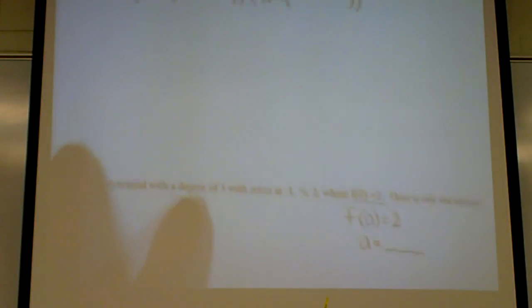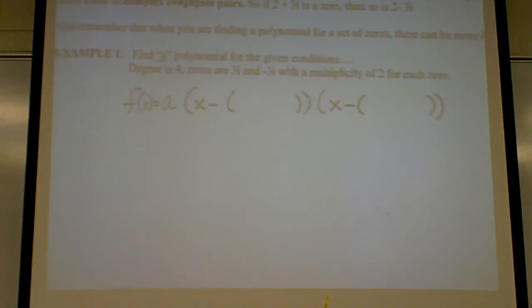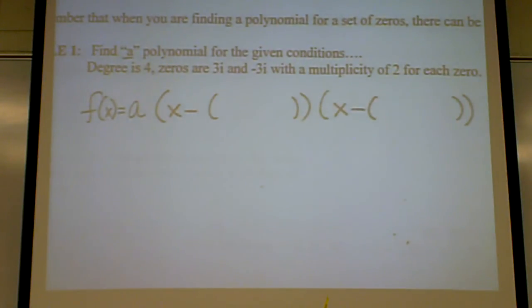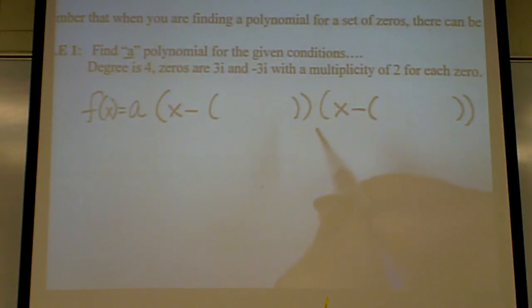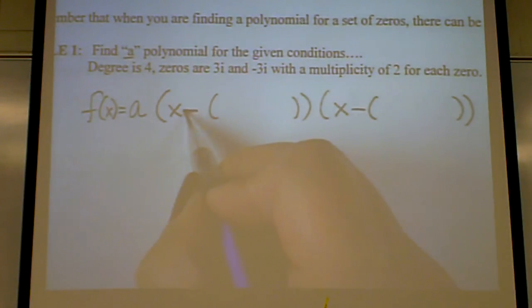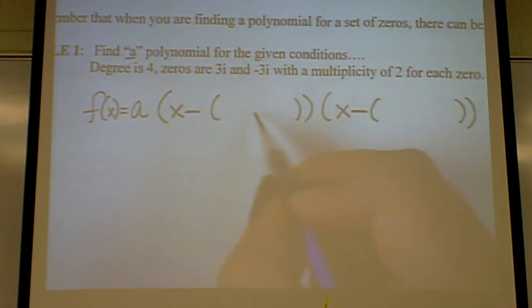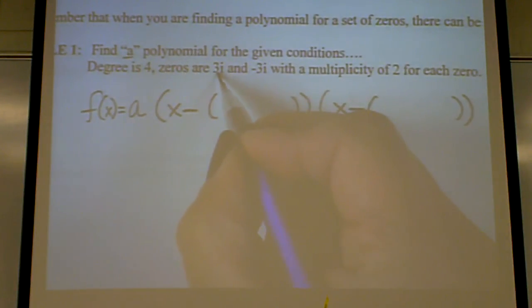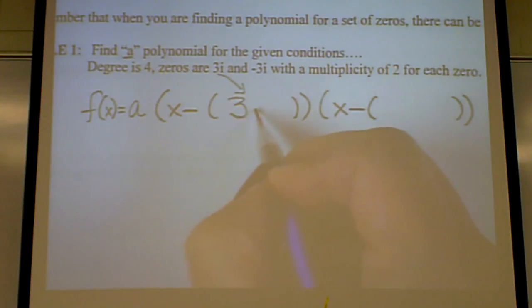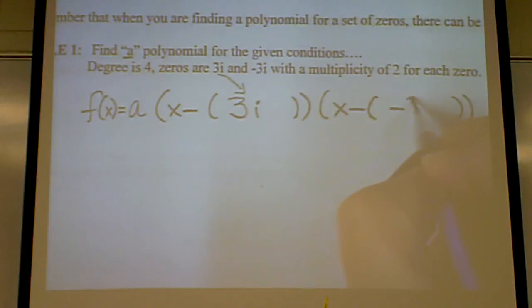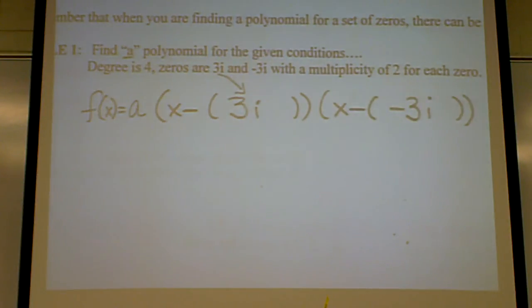So, what do you do in this case right here? If I tell you to find a polynomial, and I say the degree is 4, and I tell you 2 of the zeros are 3i and -3i, what are you gonna do? You're gonna start off with this little recipe here. What do you notice the same? They're both negatives right here. Now what you're gonna put here is 3i, and you're gonna put negative 3i.